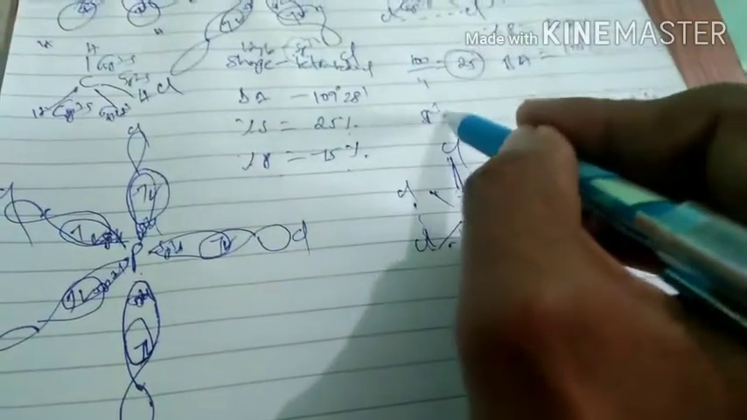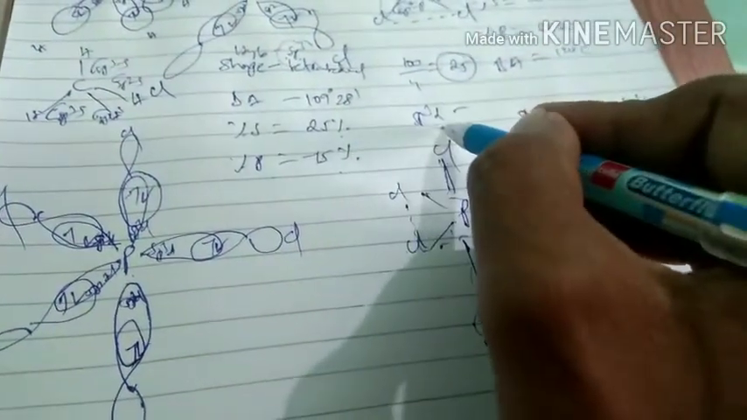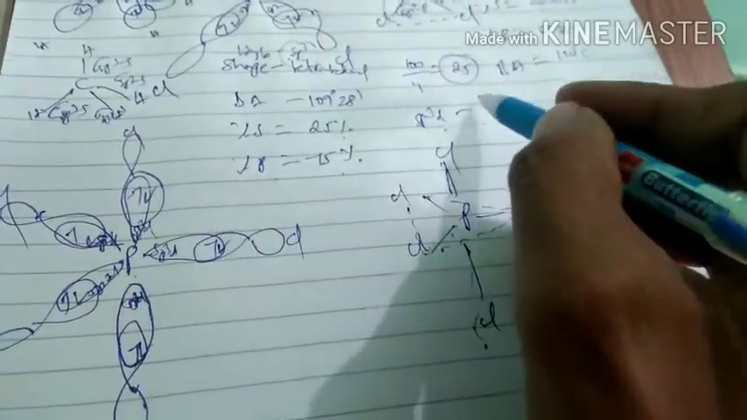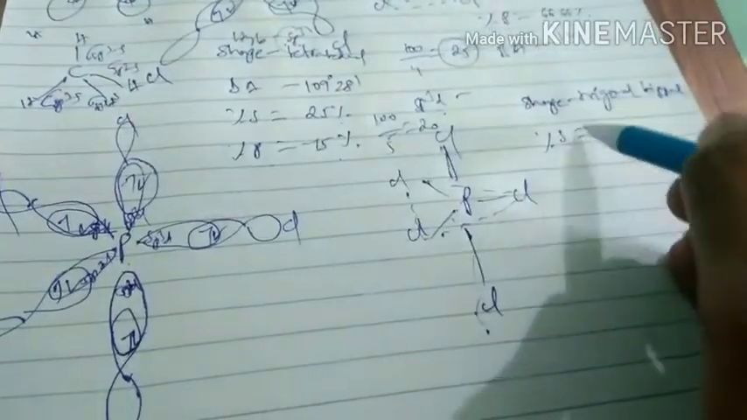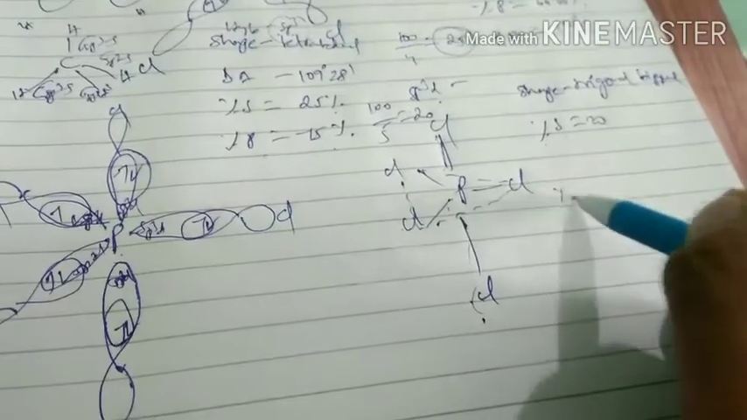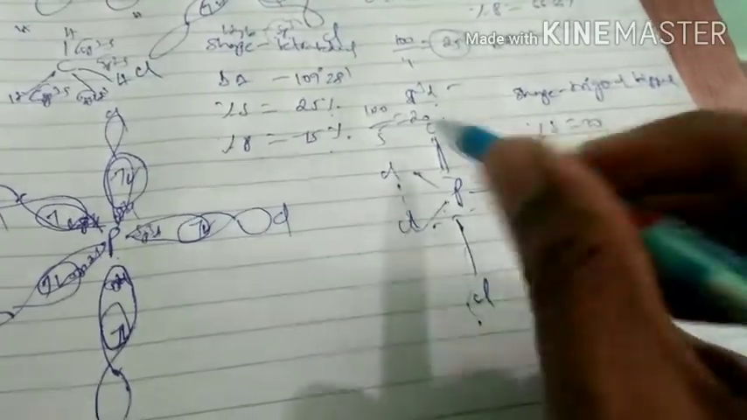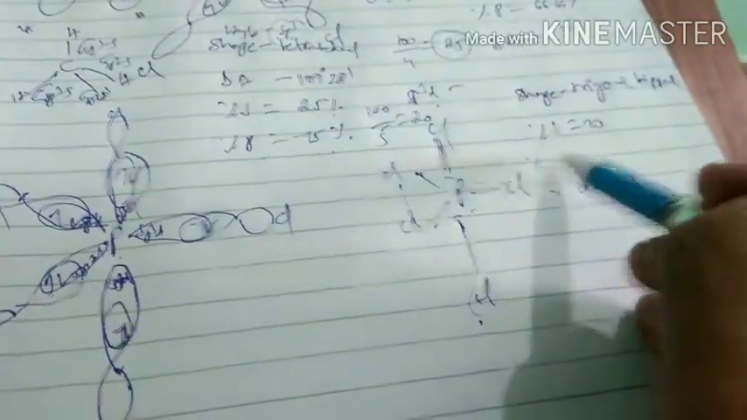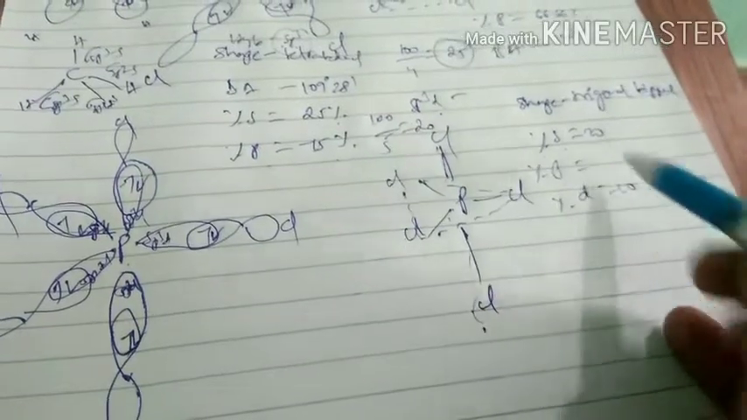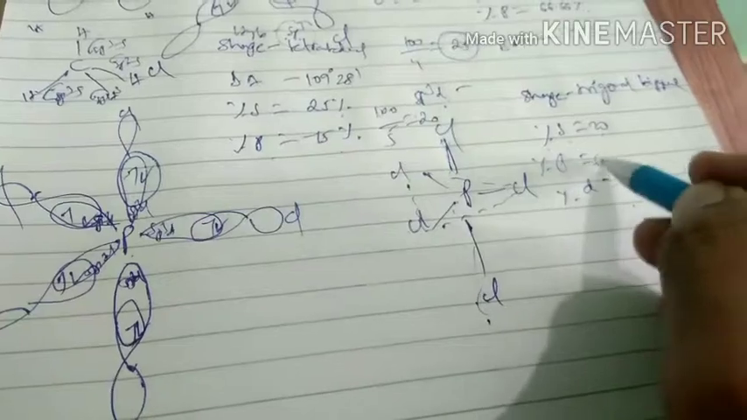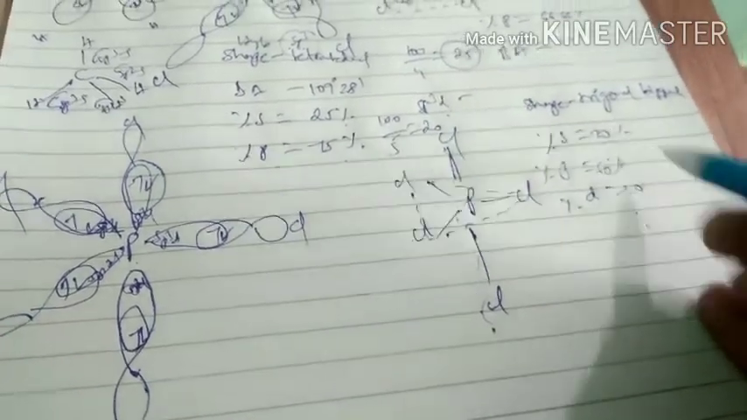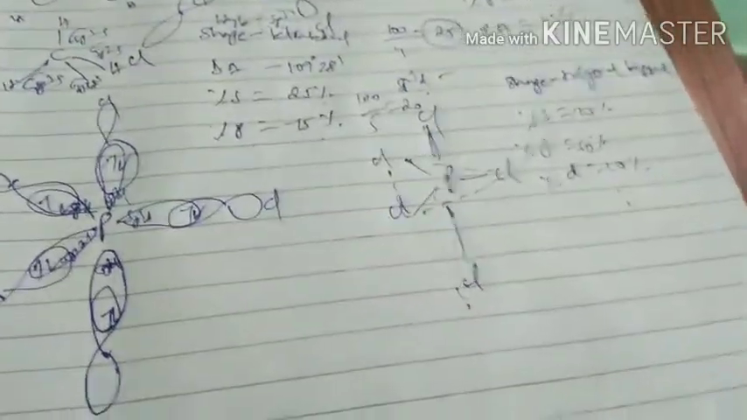Sp3d. Percentage, that means 5 orbitals are present, so 100 by 5, that means how much? 20. So the percentage of S character is 20. Similarly, the percentage of D is also 20 because both are present 1 each. But the percentage of P is 3 orbitals: 20 plus 20, how much? 40. 100 minus 40 is 60. That 60 belongs to P. So this is about the percentage of character.